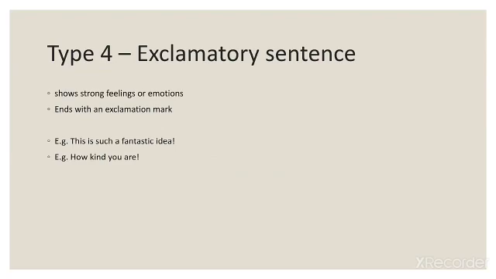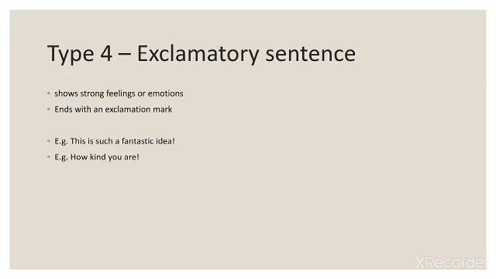Type 4, exclamatory sentence. An exclamatory sentence shows strong feelings or emotions. It ends with an exclamation mark. Example, this is such a fantastic idea. How kind you are. So with that is the end of types of sentences.